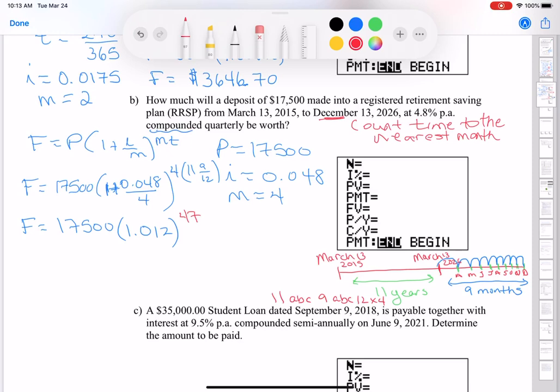All right, and then we can get to our final value now that this is just cleaned up a little bit to get into our calculator. For a future value of $30,656.47.